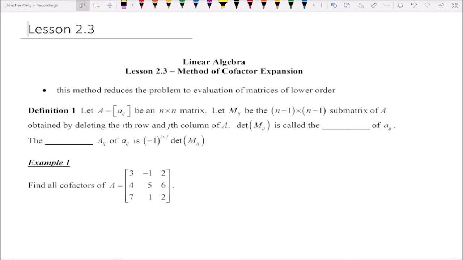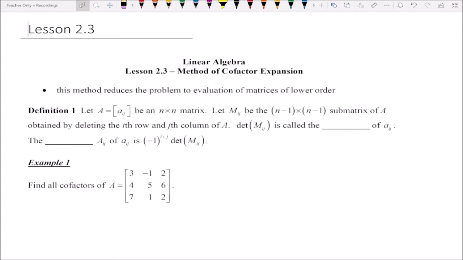So this method reduces the problem to the evaluation of matrices of a lower order. So for example, if we're looking at 5 by 5, this method will reduce it to evaluating determinants of 4 by 4s, which we can then also reduce each 4 by 4 into determinants of 3 by 3. First, we need a couple of terms.